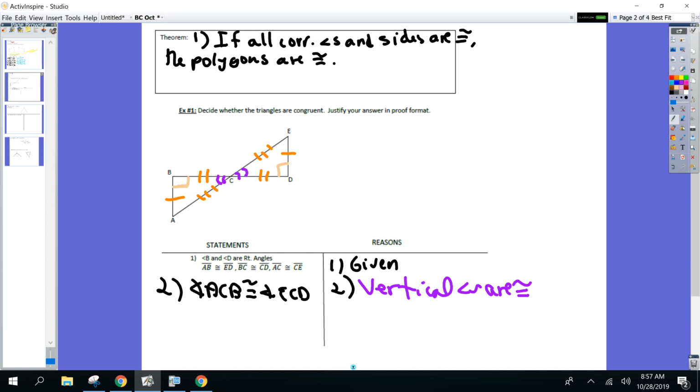Please don't put angle C congruent to angle C. No, no. Name it with 3 letters. It's not angle C congruent to angle C. 1 pair down. Where's another pair?